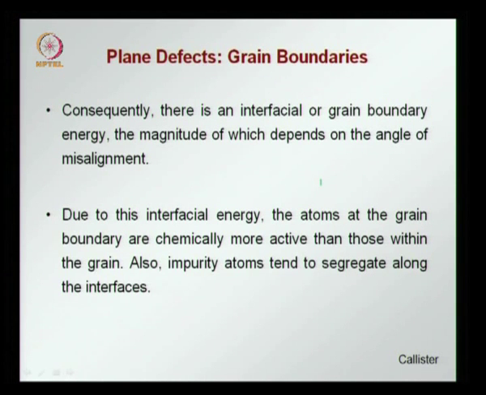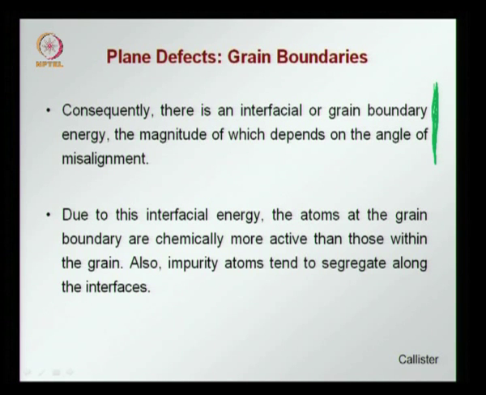As we said, at a grain boundary there is a mismatch which depends on the angles of the crystal planes of adjacent crystals. There is therefore a grain boundary energy or an interface energy which is now created, and due to this interface energy, the atoms at the grain boundary are chemically more active, because they are not at the minimum potential energy or the minimum lattice energy, and to decrease the energy they react with atoms coming from outside the element.